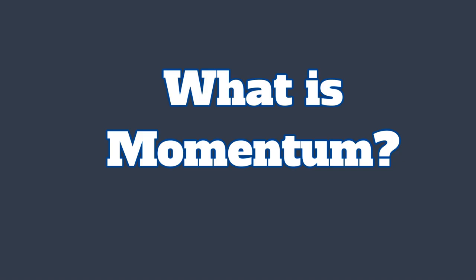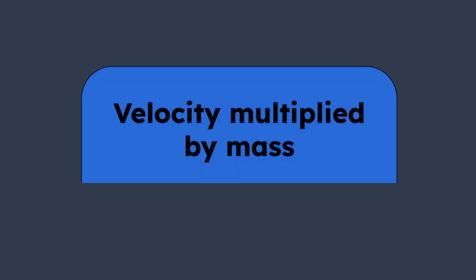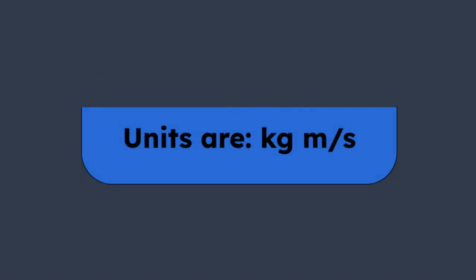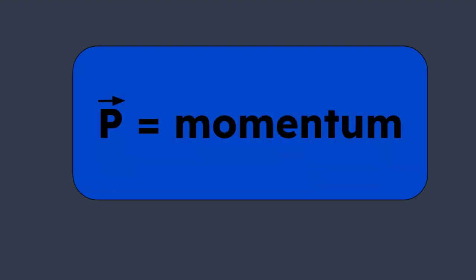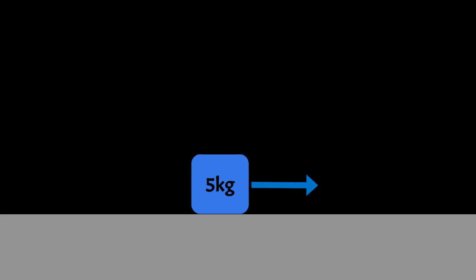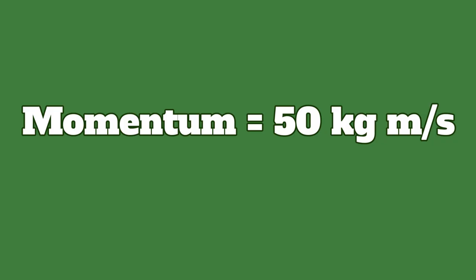What is momentum? Momentum is known as velocity multiplied by mass. Its units are kilogram meters a second. The variable is typically written as p. If a 5 kilogram box is going 10 meters a second, then its momentum is 50 kilogram meters a second.